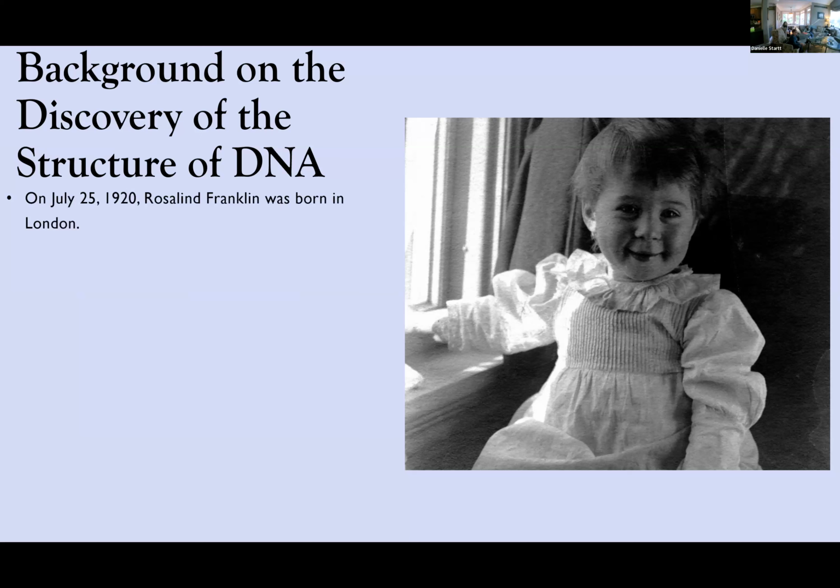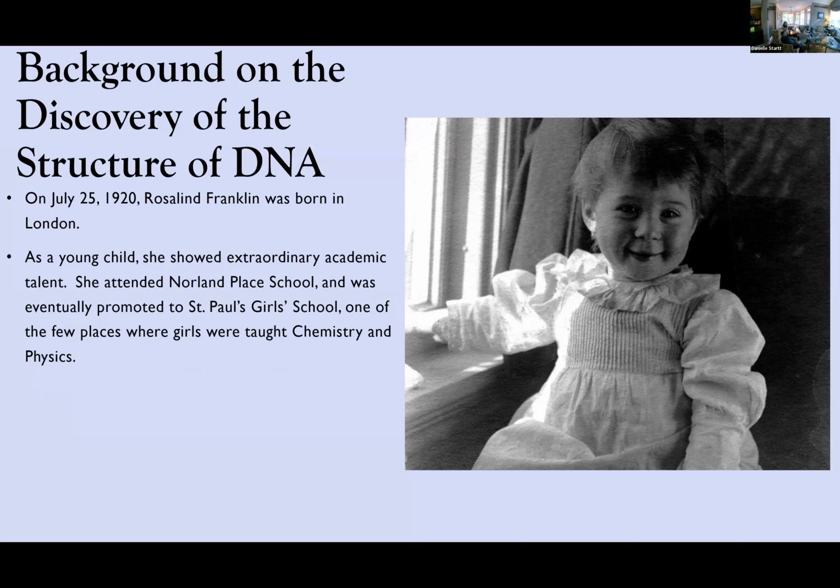She was born on July 25th, 1920, and her name is Rosalind Franklin. She's British. She was born in London, okay? And as a young child, she was really, really smart, and everybody noticed. She attended a place called Norland Place School. And then eventually she went to St. Paul's Girls' School, which was one of the few places where girls could learn chemistry. Girls learned history, foreign language, art, English, literature. They didn't learn sciences, and they only learned basic math because that's not for girls. That's the way it used to be, right?